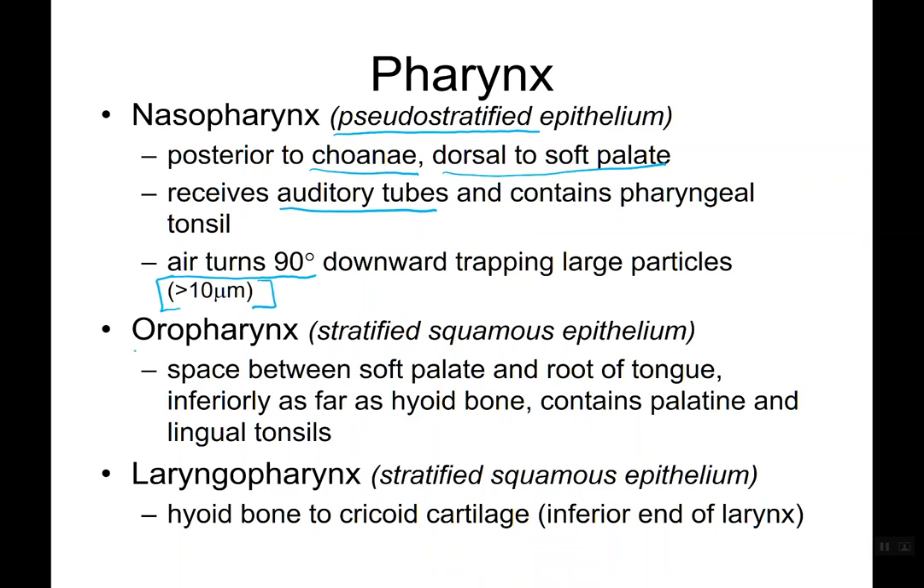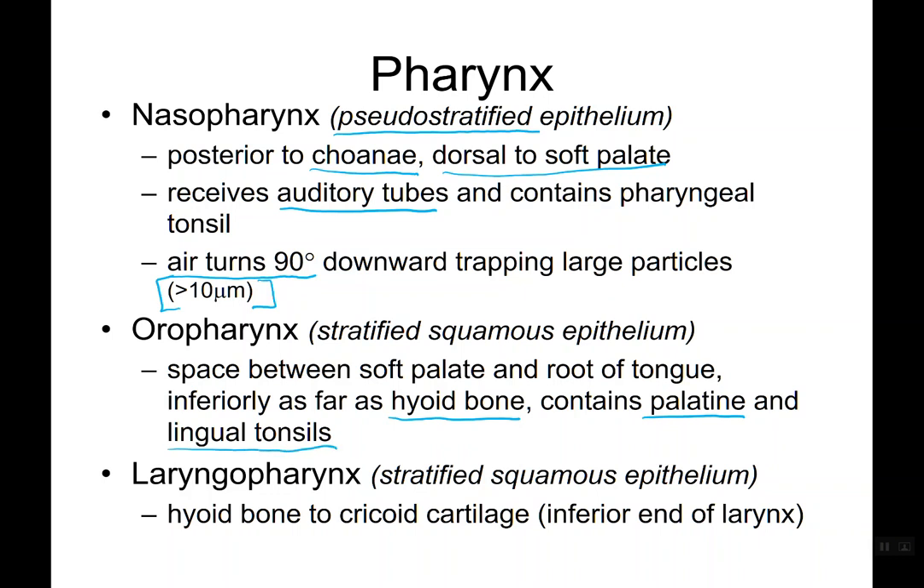The oropharynx is like the majority of your oral cavity, stratified squamous epithelium. And this is the space between the soft palate and the root of the tongue. It goes inferiorly as far as the hyoid bone, which remember is that weird little floating bone in your throat. And this contains your palatine and lingual tonsils. So your palatine tonsils are easily viewed on either side of your oropharynx laterally, and the lingual one sits on the very back of the root of your tongue.